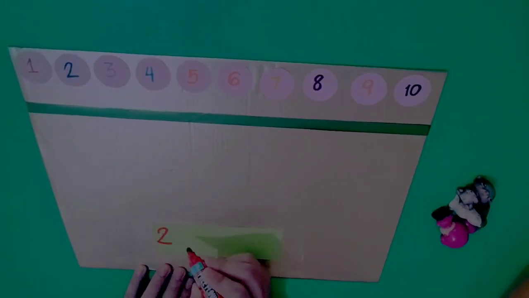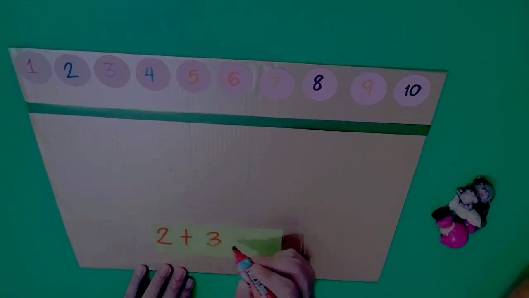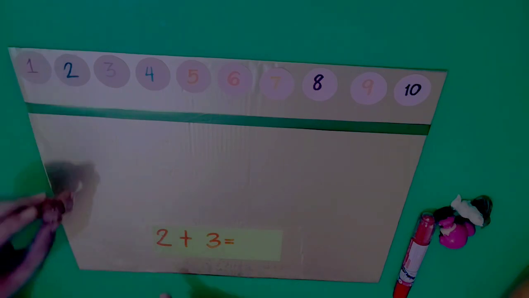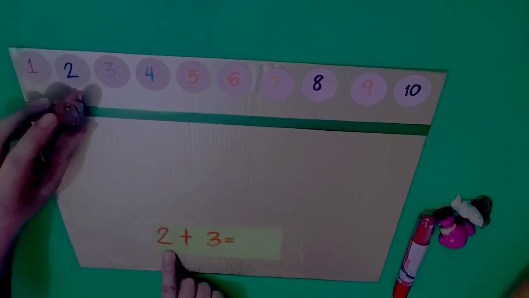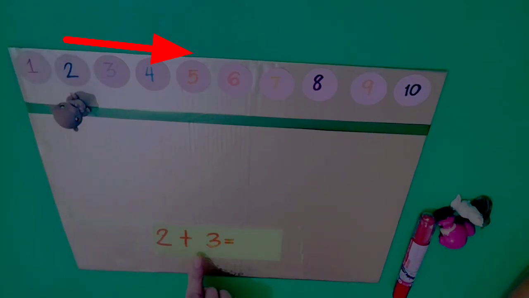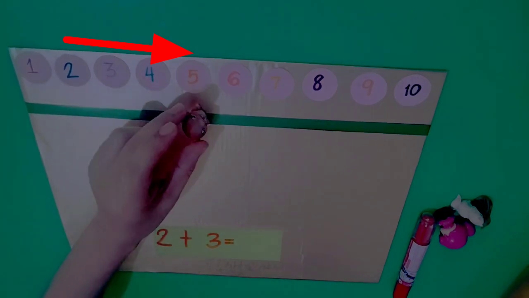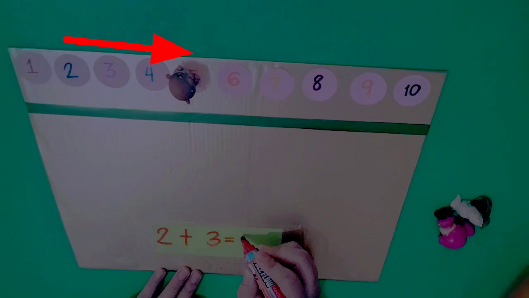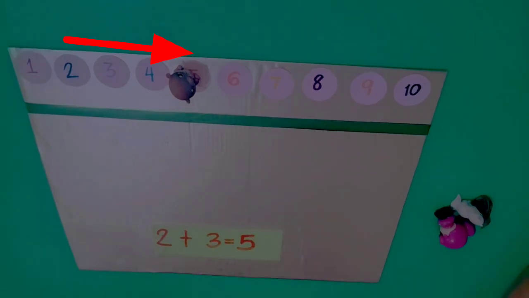Addition using number line. 2 plus 3 is equal to, let's find the sum. So starting from number 2, we're gonna jump 3 times to the right, and we landed on number 5. So the sum is 5.